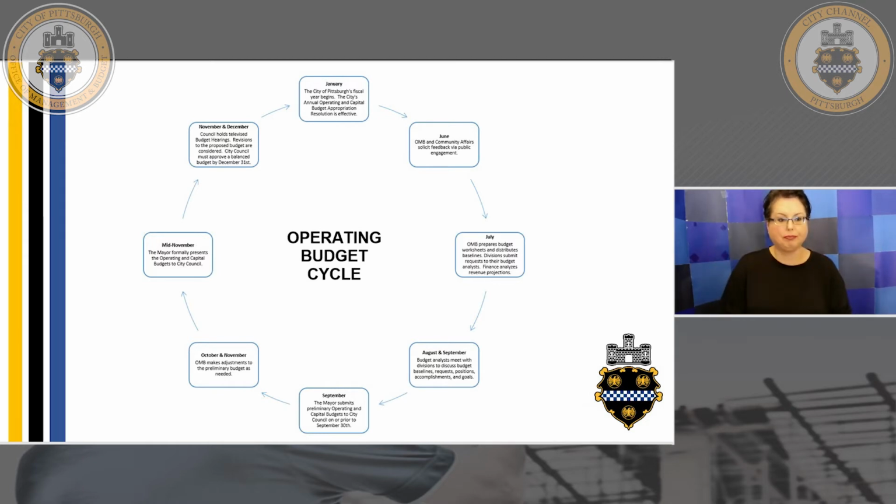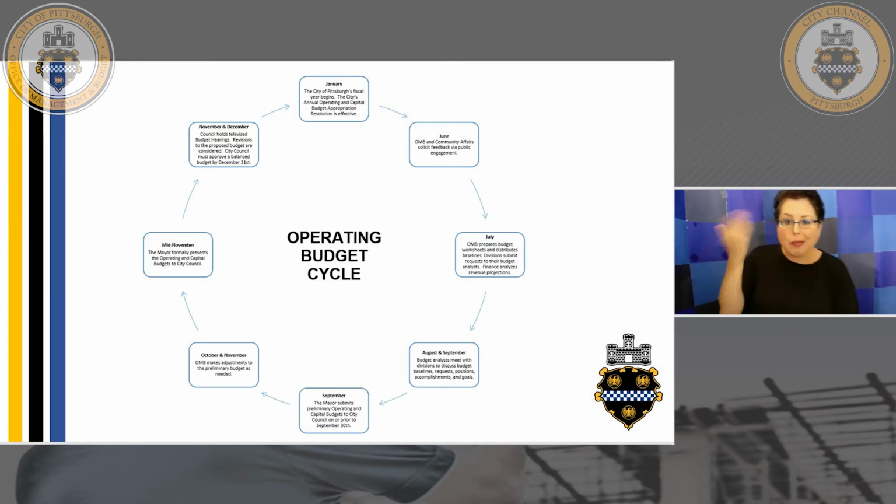The fiscal year begins January 1st. That's when the annual operating and capital budgets, the resolution becomes effective and they go live. January, February, March, April, May. On the operating side, we are not actively working on the next year's document. We are doing a lot of monitoring behind the scenes, special projects, catching up from end of year, closing out the prior fiscal year, et cetera.